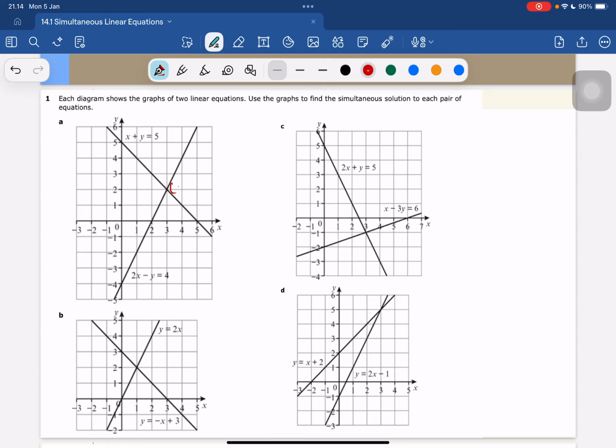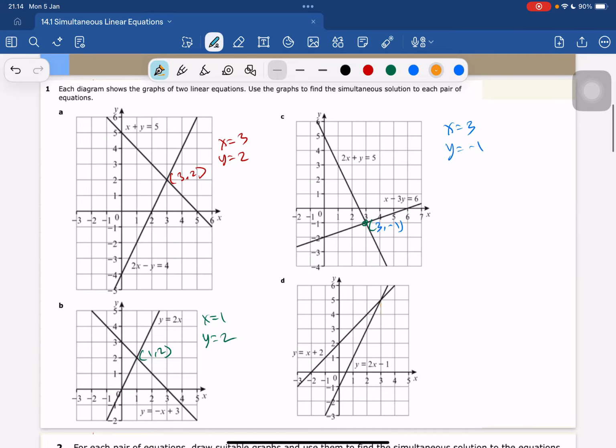So the simultaneous solution is (3, 2), or x equal to 3 and then y equal to 2. Here also, the point where they meet is (1, 2). So x equal to 1, y equal to 2. Here also, the point where they meet is (3, -1). So x equal to 3, y equal to -1. The point where they meet here is (3, 5). So x equal to 3 and y equal to 5.